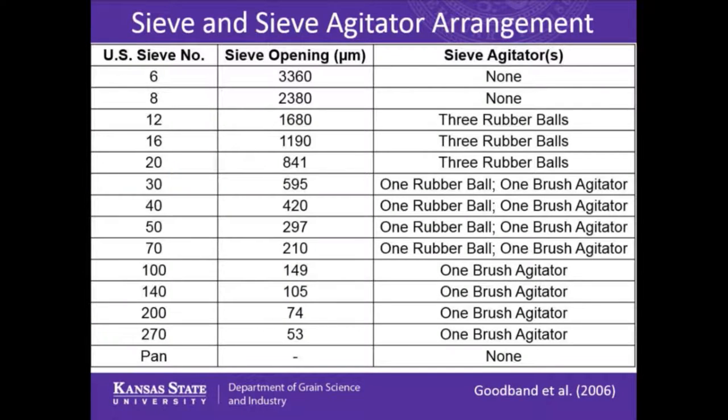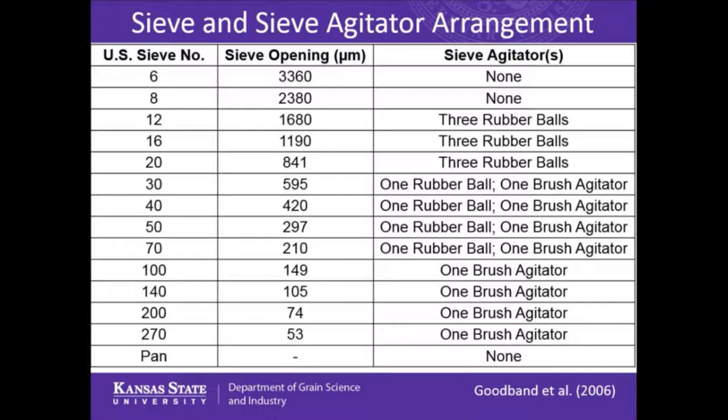So if you look at what Dr. Goodband had put in place for sieve agitators and balls and brushes to help move the material down through there, you can see that we have some rubber balls, we have some brushes, we have some agitators to help move that material all the way down through that sieve stack.